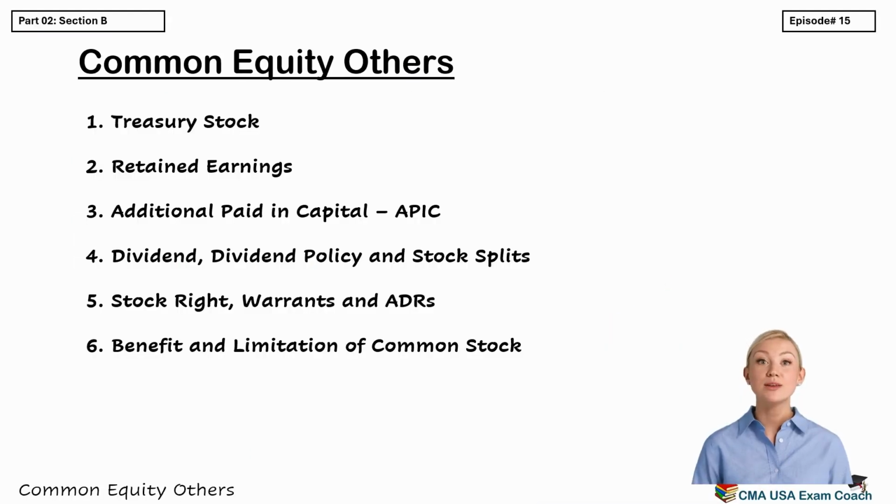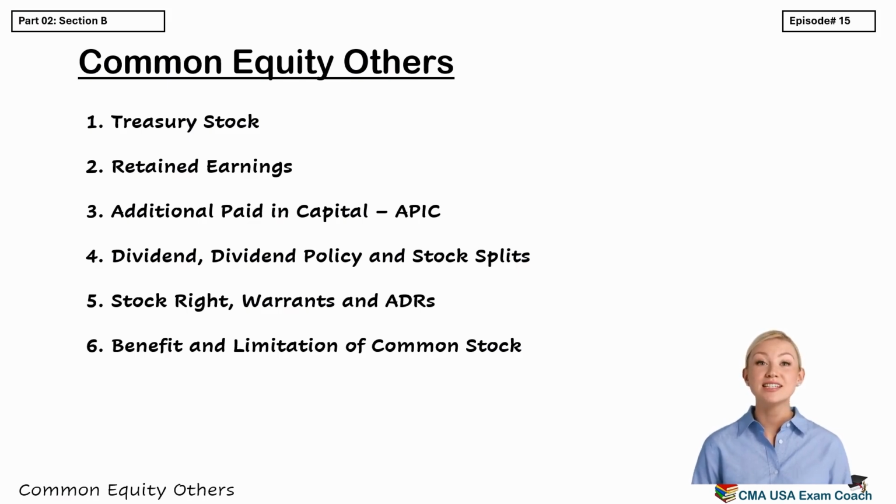So, what are we going to cover in this episode? We'll begin by understanding what other equity items are and how they differ from common shares. We'll take a closer look at important components such as treasury stock, retained earnings, additional paid-in capital, dividend policy, stock split, stock right, warrants and ADRs, and finally the benefits and limitations of common shares.